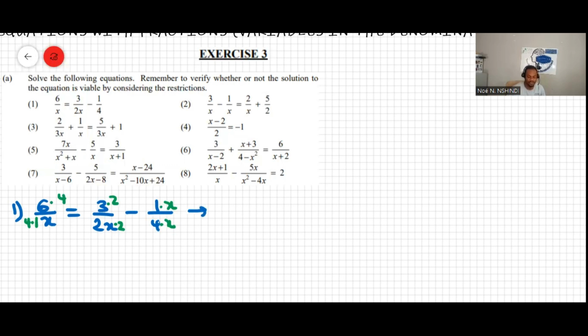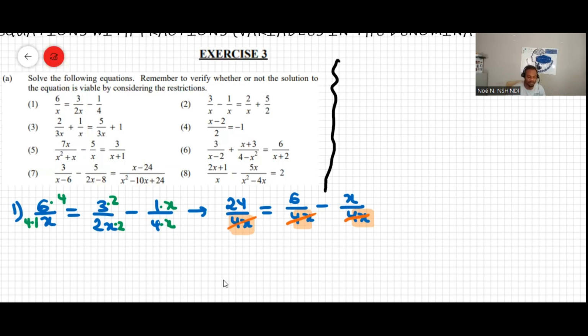Now, this will be 24 over 4x equal to 6 over 4x minus, not 1, but x over 4x. Now that we have the same denominator here, there, and there, we can just drop the denominators. So this will be 24 equal to 6 minus x.